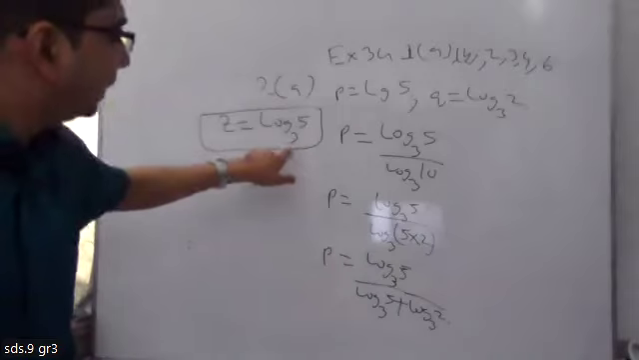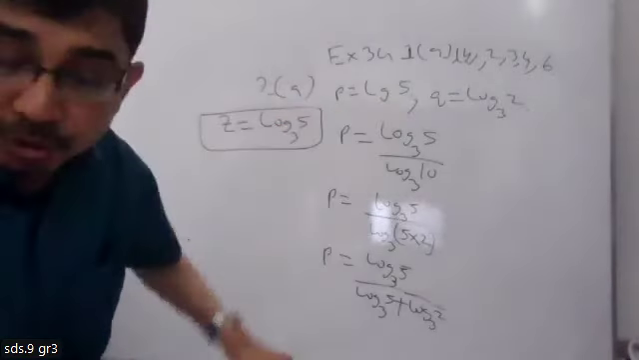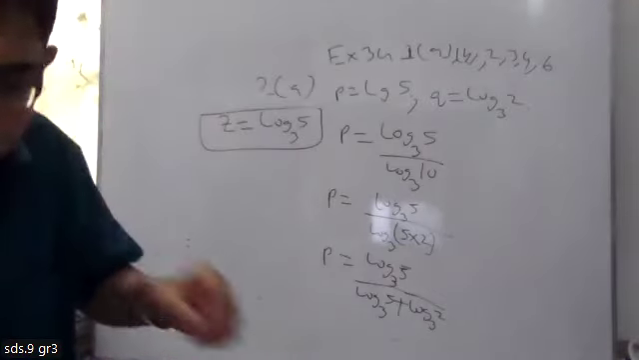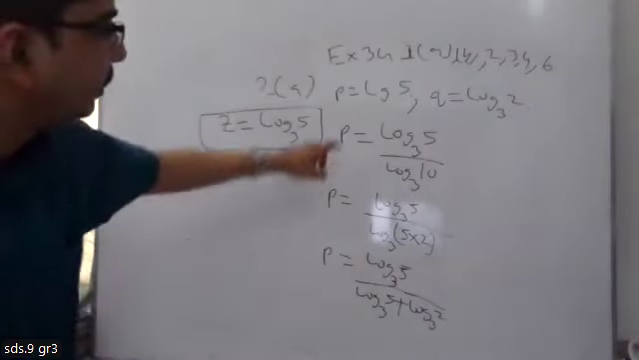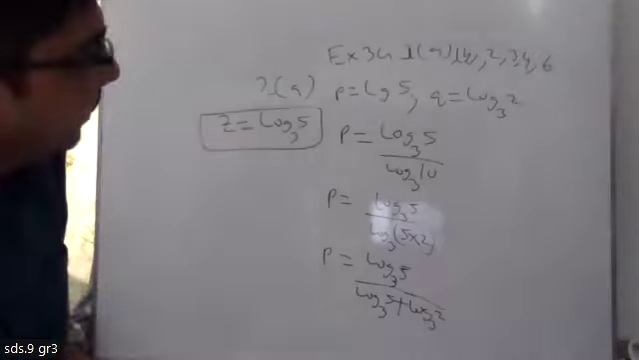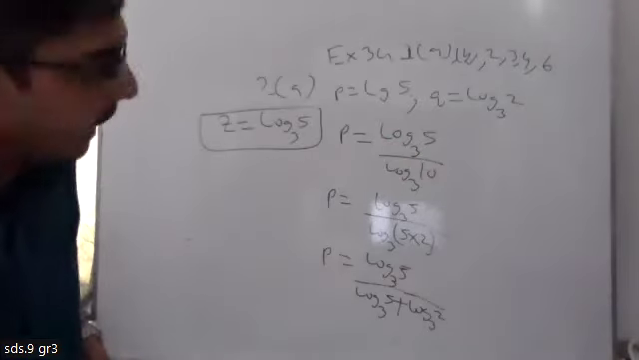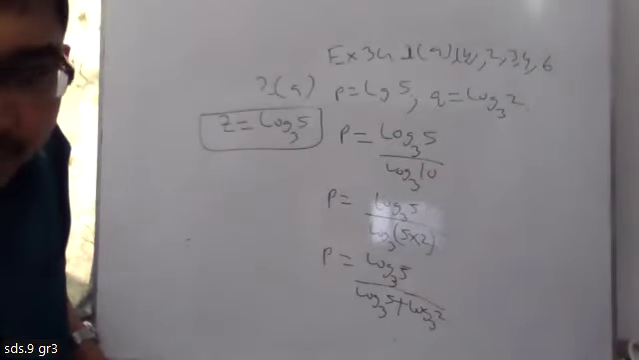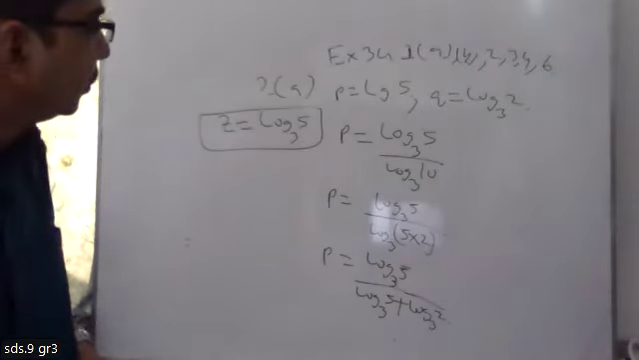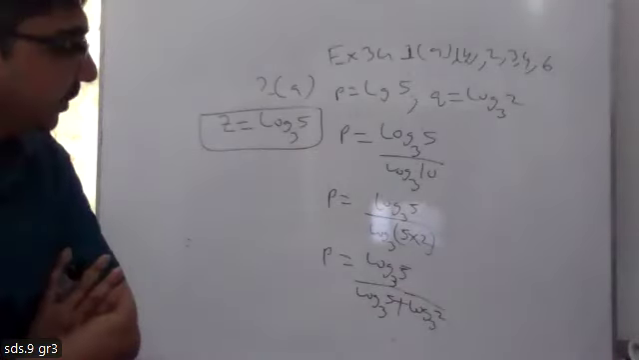Since I see that there are lots of base 3 over here, and P is in base 10, this is question number 2B, Fairuz. So let me convert this to base 3. Log base 3 of 5 divided by log base 3 of 10. Fairuz, you got it? Yes, sir. Okay. Now 10 also I can write as 5 into 2.